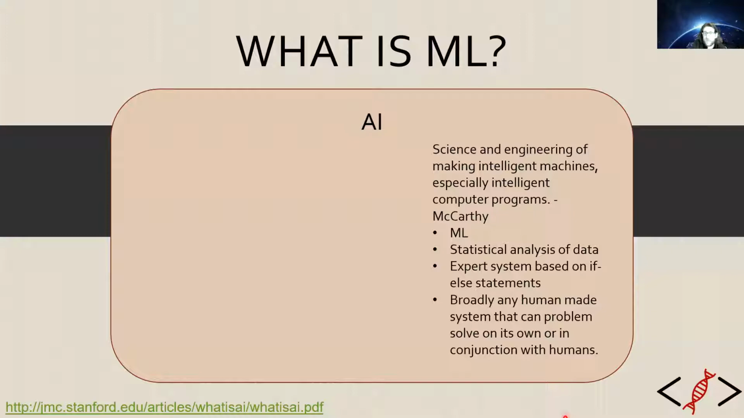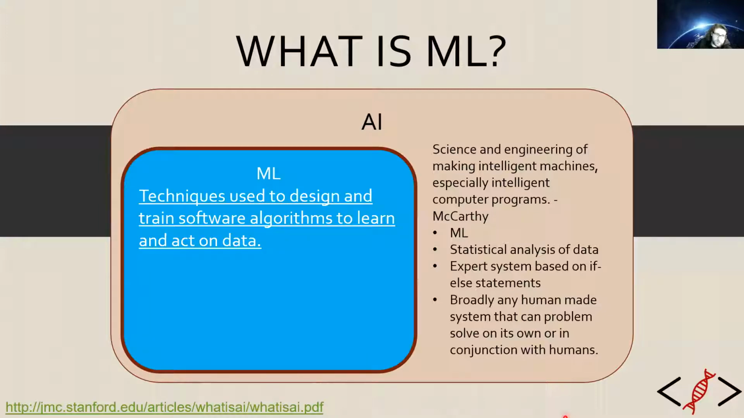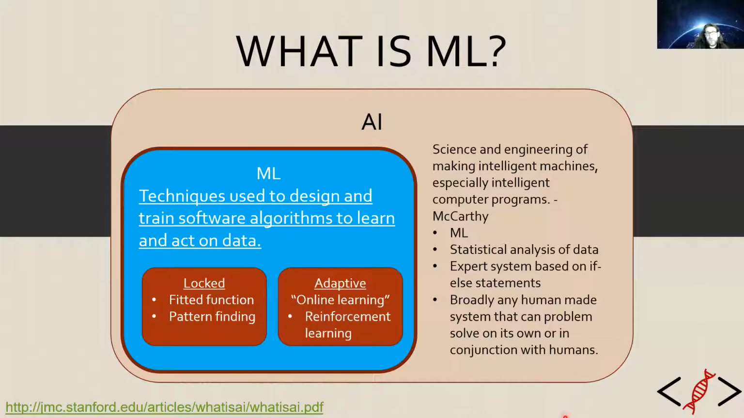And really, more broadly speaking, it's any human-made system that can problem solve on its own or in conjunction with humans. So what we actually see is AI is a fairly vague concept that can mean a lot of things, but machine learning is a subset of this. It is specifically the techniques used to design and train software algorithms to learn and act on data. And you've got two different flavors here. You've got locked, which is where you have the data basically ahead of time, or you have adaptive, which means that the algorithm is growing and changing as more data is included.